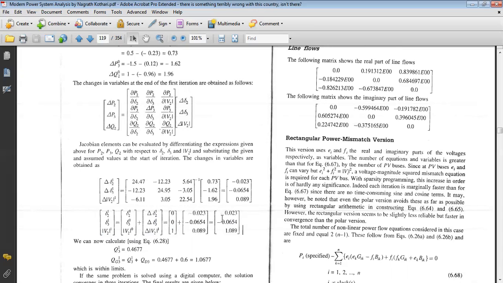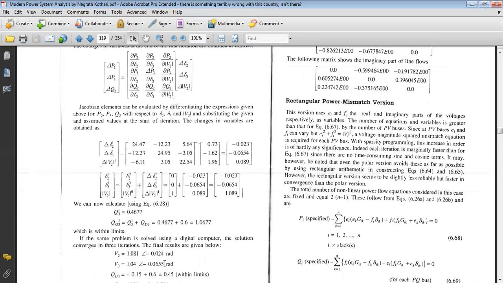And if these values are not satisfying the tolerance level, once again we have to calculate the Jacobian. Once again we have to invert this Jacobian and multiply with the power mismatch matrix, and finally once again we find a correction matrix. And after that we have to check our tolerance level.